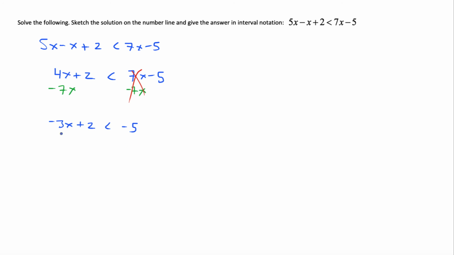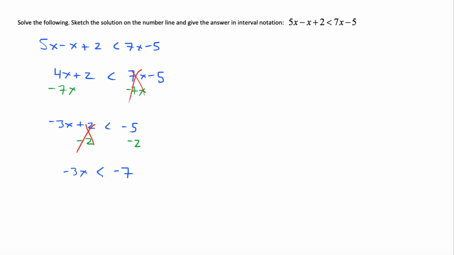Once again, I want to isolate the x term. So from here, I should subtract 2 to both sides. Positive 2 minus 2 cancels out. So we get negative 3x is less than negative 5 minus 2, which is negative 7.